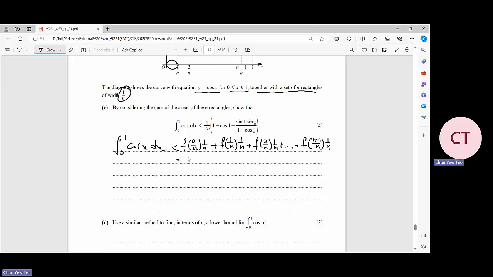This one will be the same as 1 over n of, okay, first of all, I forgot to mention, let f(x) equal cos x. So this will be the same as the series, k equals 0 until n minus 1, of cos k over n.